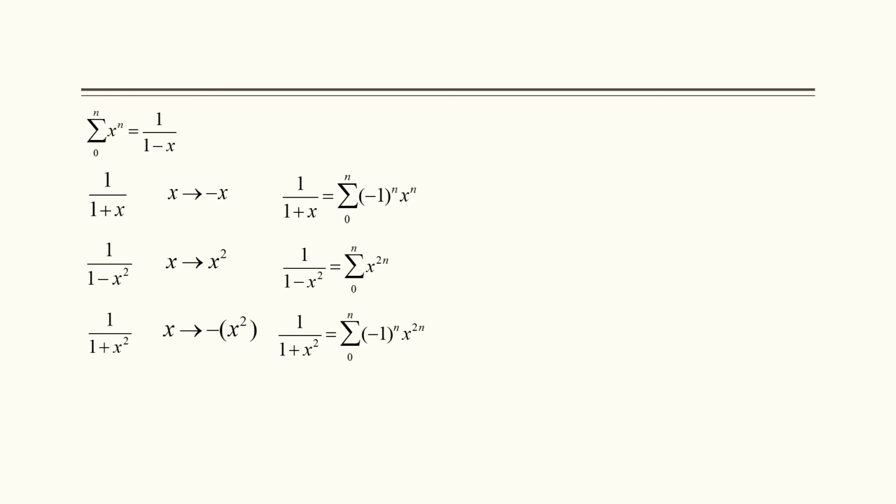The second one is 1 over 1 minus x squared. We substitute x with x squared, then the equation will be the power series from 0 to n of x to the power of 2n. And the third one is 1 over 1 plus x squared. We substitute x with minus x squared, then the equation will be the power series from 0 to n of minus 1 to the power of n times x to the power of 2n.